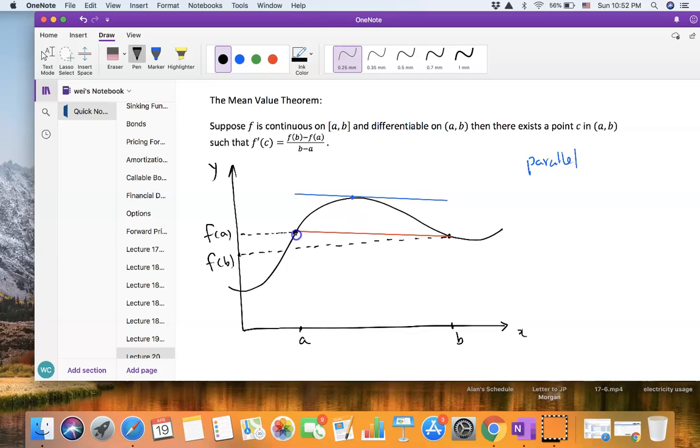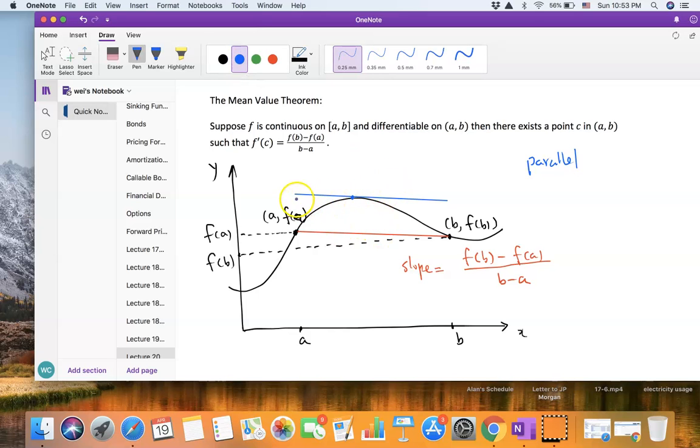Okay, so at this point, the x coordinate is a, and the y coordinate is f of a. And at this point, the x coordinate is b, and the y coordinate is f of b. Using what we learned in pre-calculus, we can find the slope of this second line, which equals f of b minus f of a over b minus a.